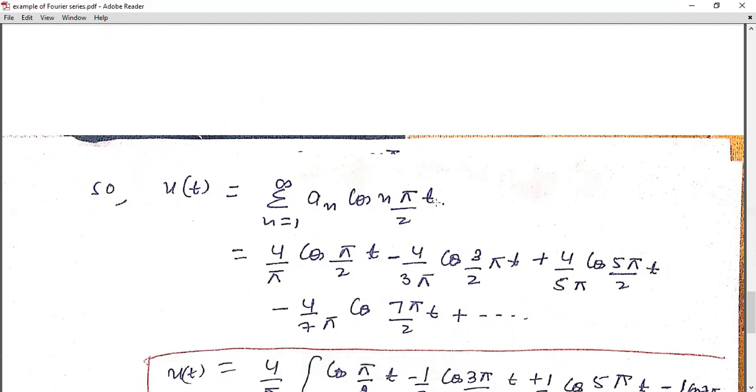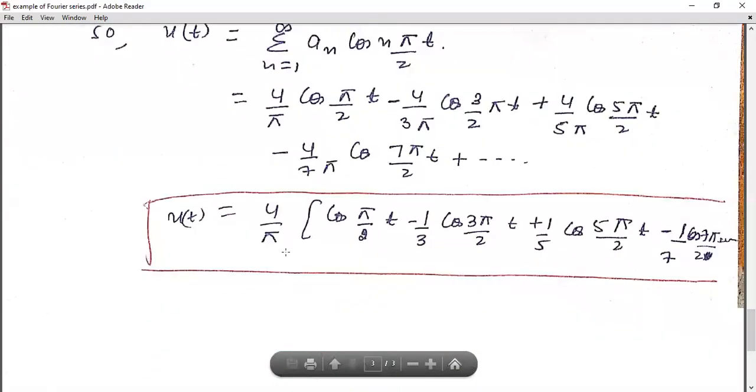But we are not considering here the even terms, because for even n, a_n is equal to 0, so we are only considering here the odd terms. So the series will become in this way: x of t is equal to 4 by pi cos of pi by 2 t minus 1 by 3 cos of 3 pi by 2 t, and so on.